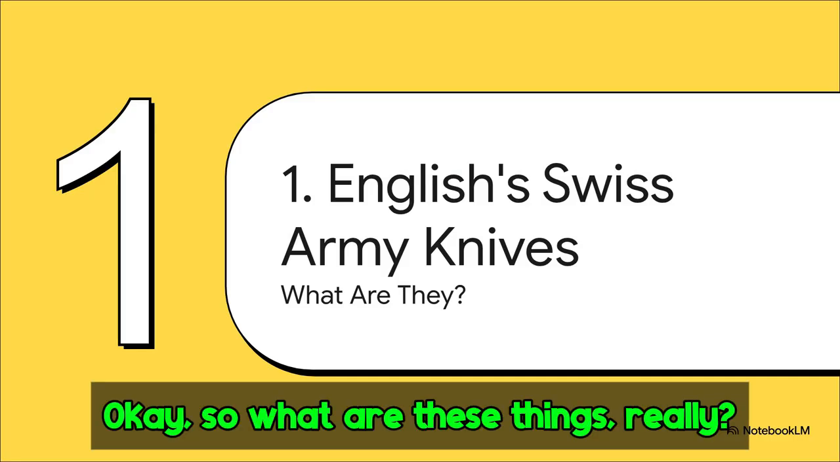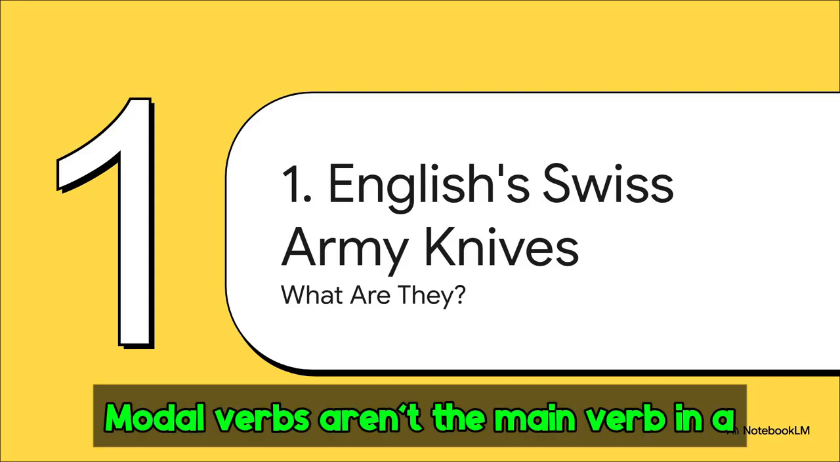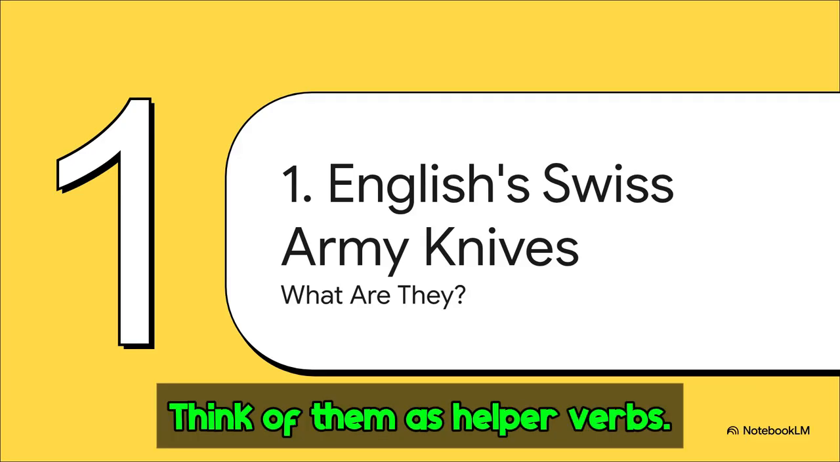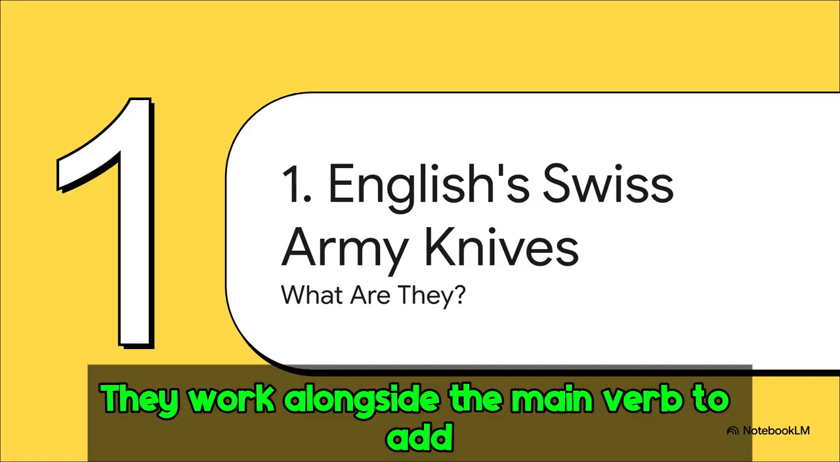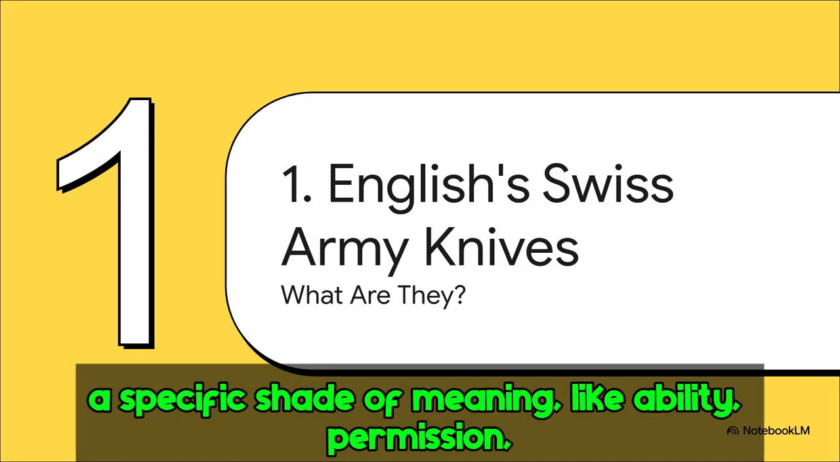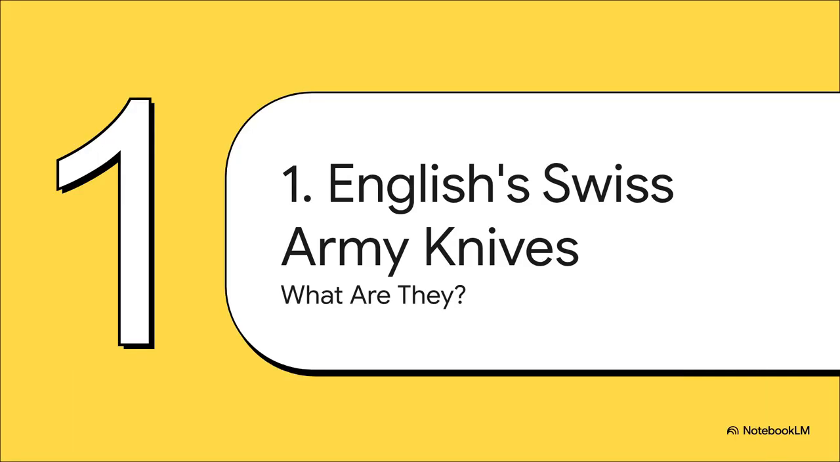Okay, so what are these things really? Modal verbs aren't the main verb in a sentence. Think of them as helper verbs. They're not the main course, they're the seasoning. They work alongside the main verb to add a specific shade of meaning, like ability, permission, or obligation.